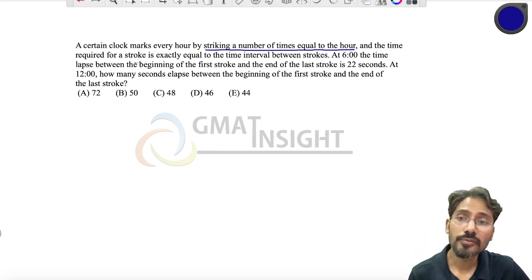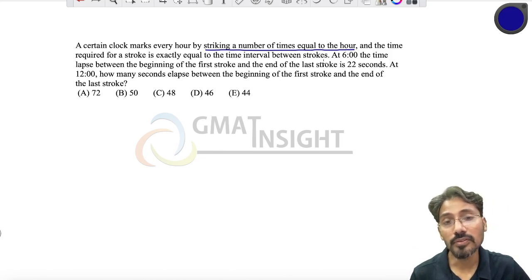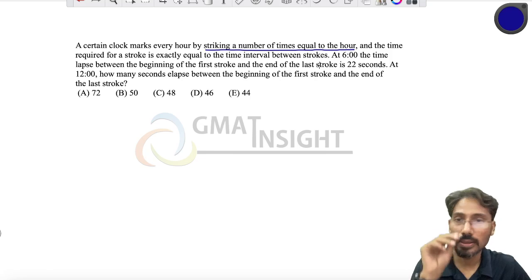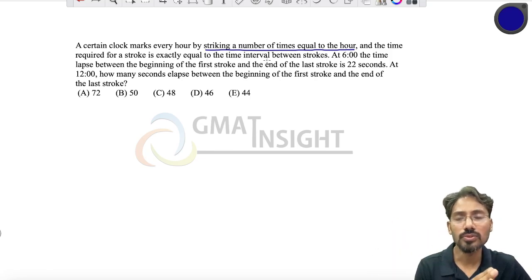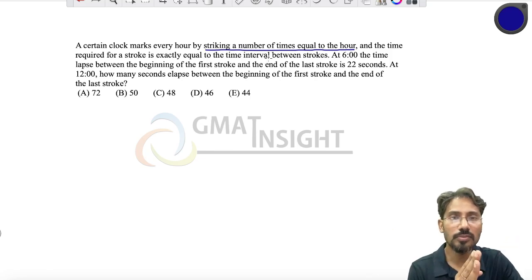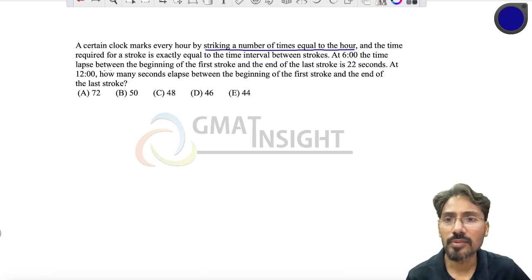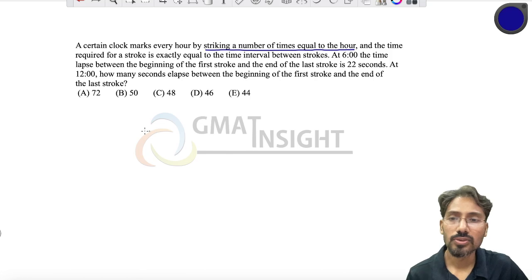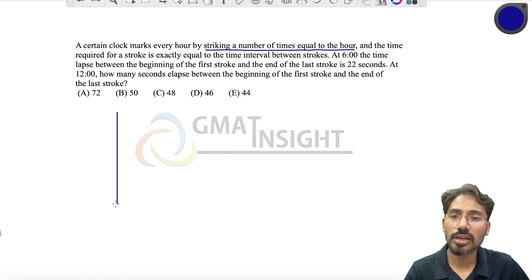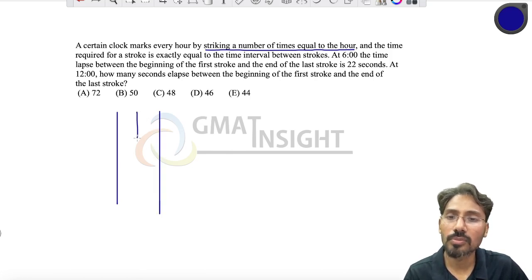And the time required for the stroke is exactly equal to the time interval between the strokes. So the time for one stroke is the same as the time between one and second stroke. At 6 o'clock, the time lapse between the beginning of the first stroke and the end of the last stroke is 22 seconds.